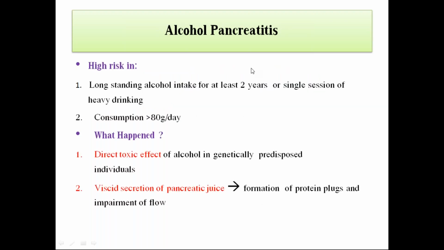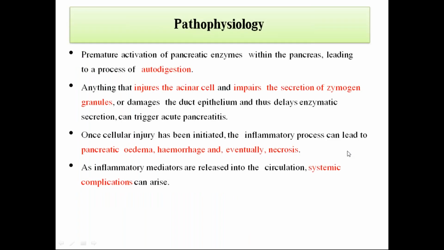Alcoholic pancreatitis occurs with long-standing alcohol intake for at least 2 years, or in case of heavy binge drinking. Alcohol can cause direct toxic effects, and the effects are more severe in genetically predisposed individuals. The viscous secretion of pancreatic juice causes formation of protein plaques, and then impairment of pancreatic juice flow could result in pancreatitis.